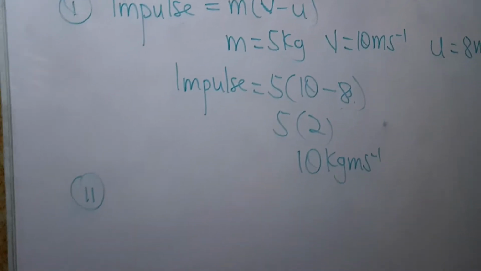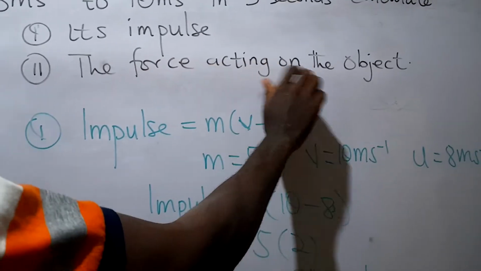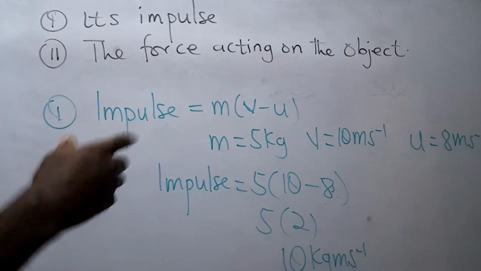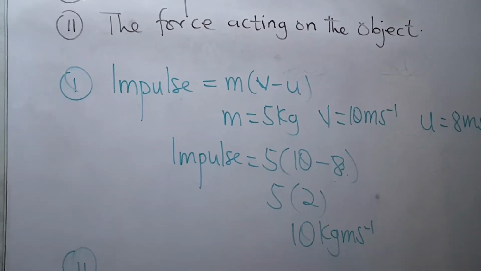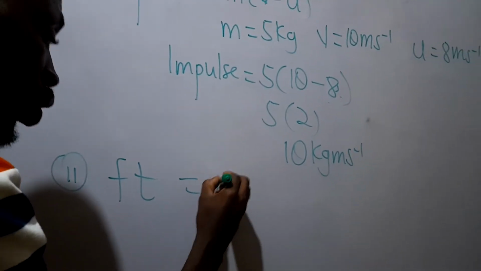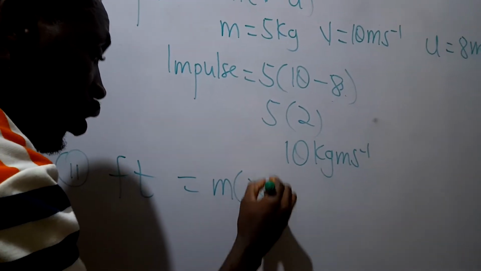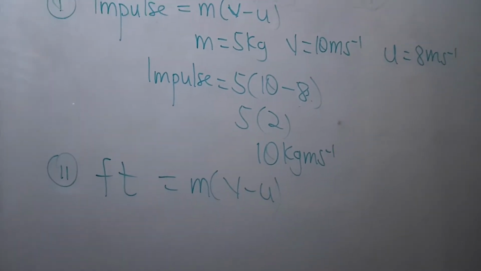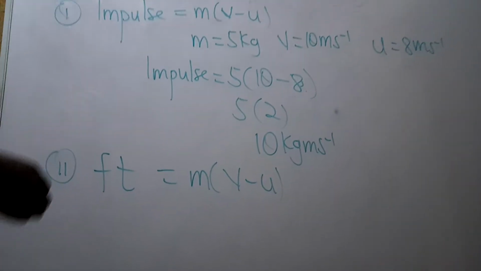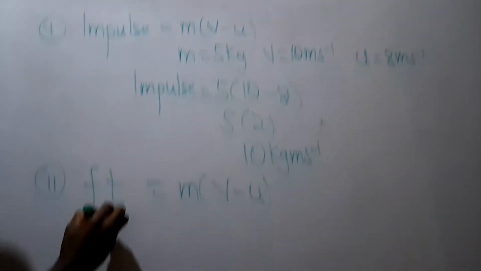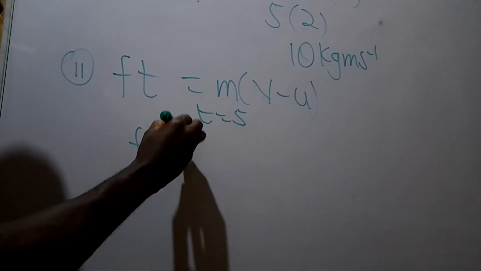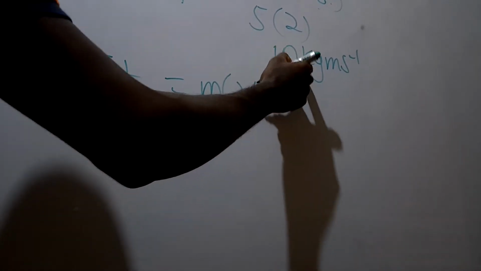The second aspect, they say we should find the force acting on the body. Remember, we said impulse is also the product of a force and time, and force times time is equal to the change in momentum, if you recollect. The time taken by the object is 5, so we can say t is equal to 5. So F times 5 is equal to the change in momentum, which is 10.